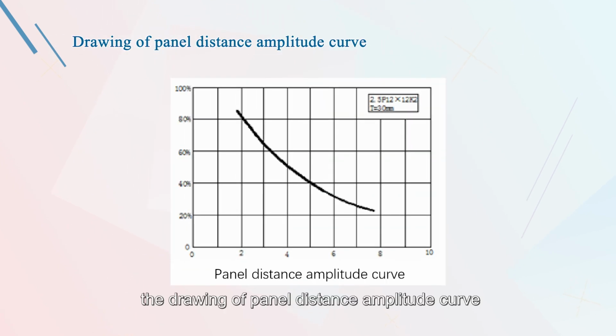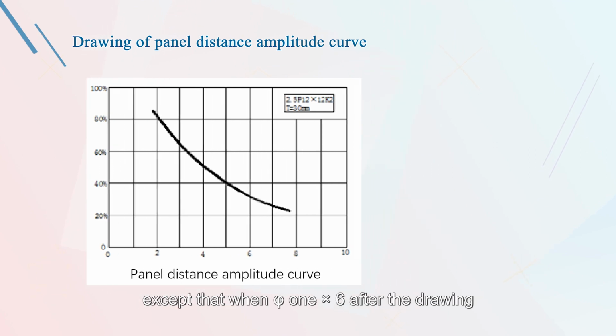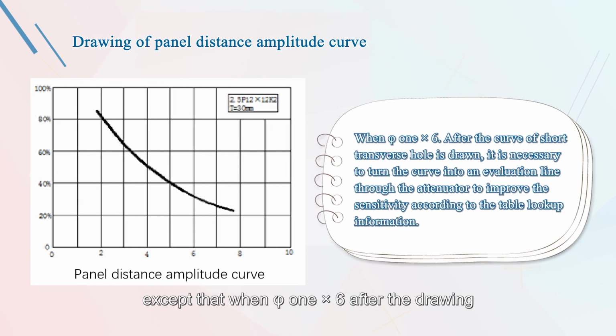Finally, the drawing of the Pano distance amplitude curve is briefly introduced. Its drawing steps are similar to Pano AVG curves, except that, as we can see here, after the drawing of the short transverse hole curve is completed, the sensitivity needs to be improved through the attenuator according to the table lookup information to convert the curve into an evaluation line.